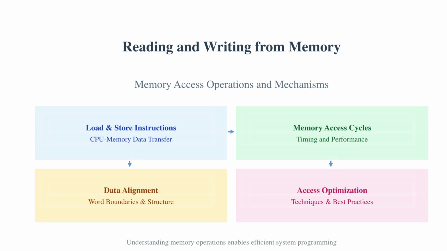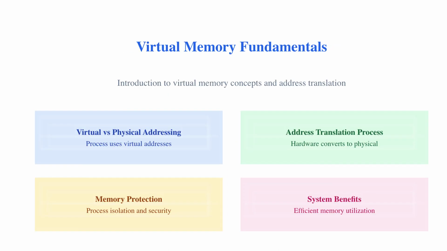Finally, we have various memory access optimization techniques. These include prefetching, caching strategies, and careful data structure design. By applying these best practices, we can dramatically improve our program's memory performance. Remember, understanding these memory operations is fundamental to writing efficient code. When you grasp how load and store instructions work, how timing affects performance, and how alignment impacts access speed, you become capable of making informed decisions about memory usage in your programs.